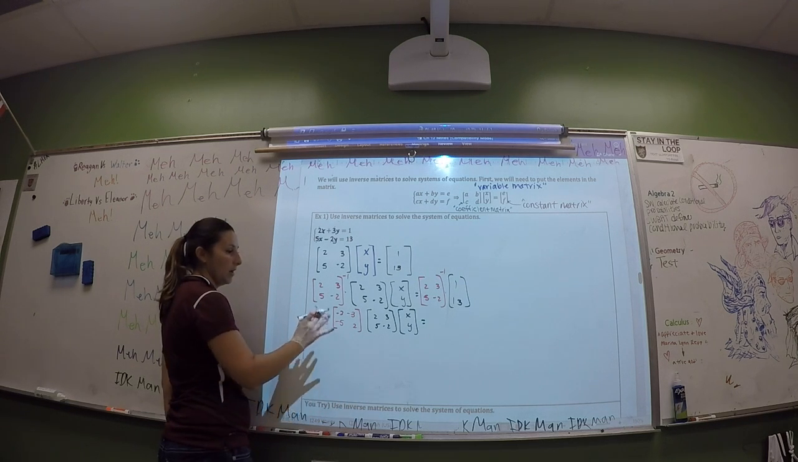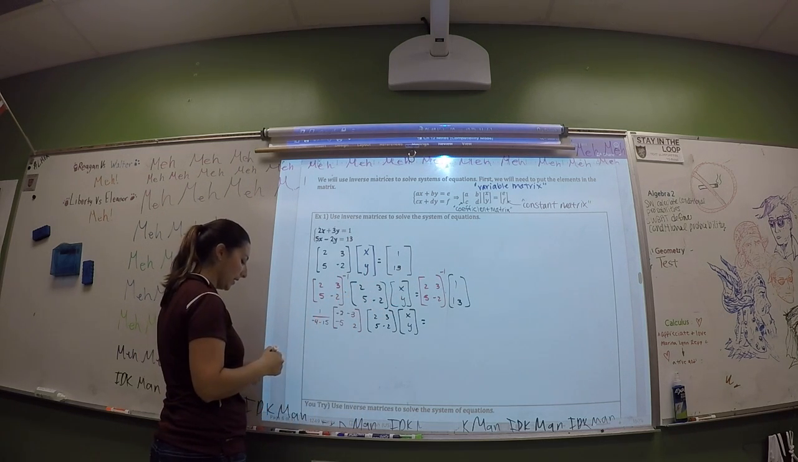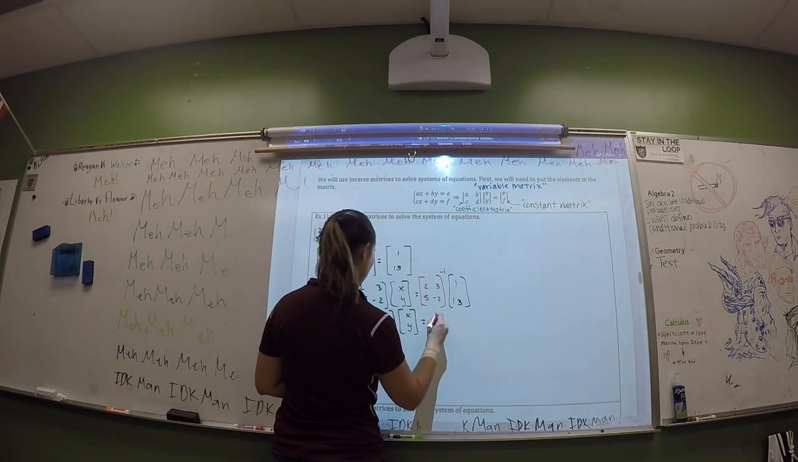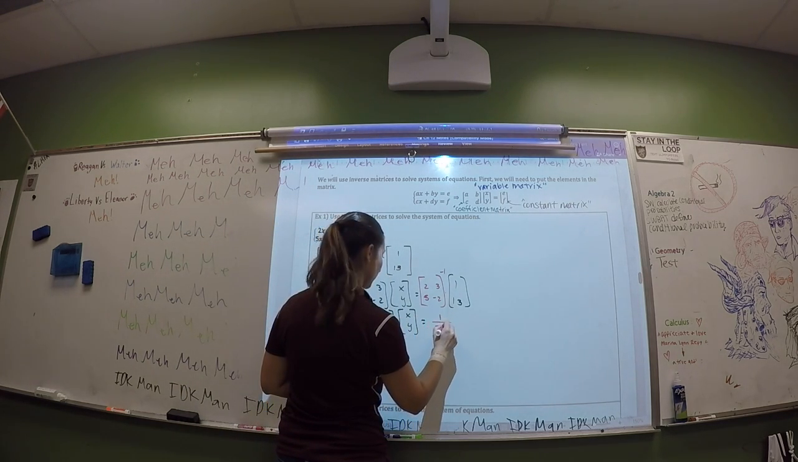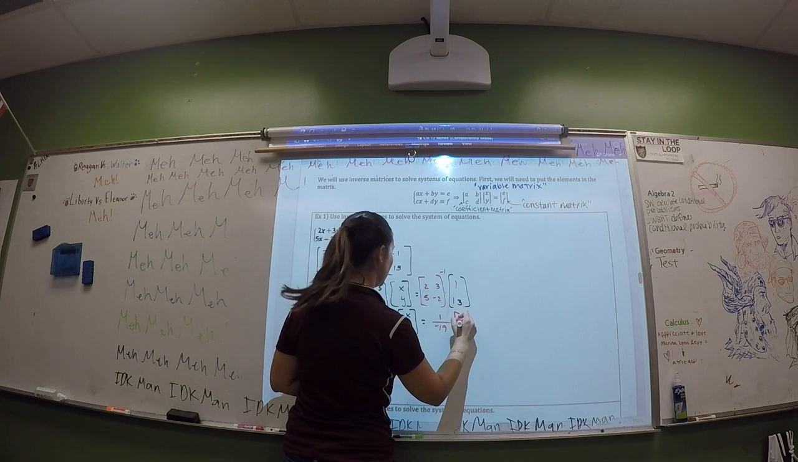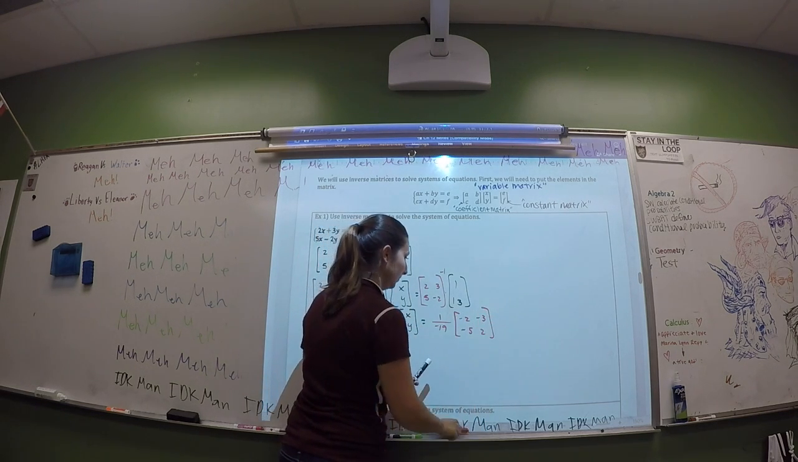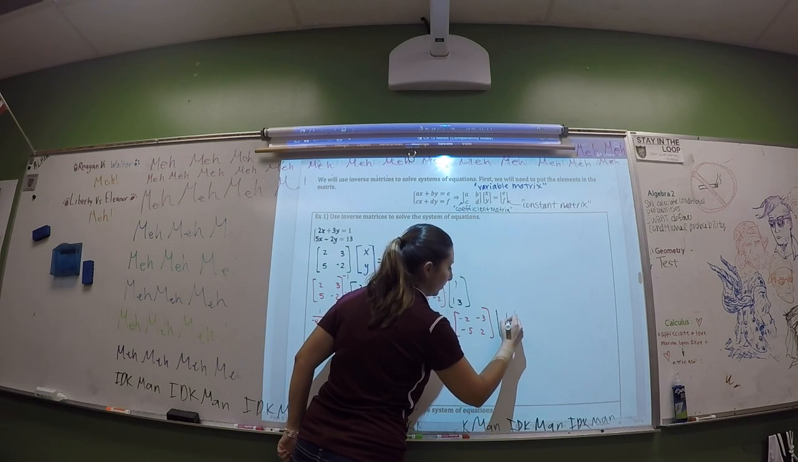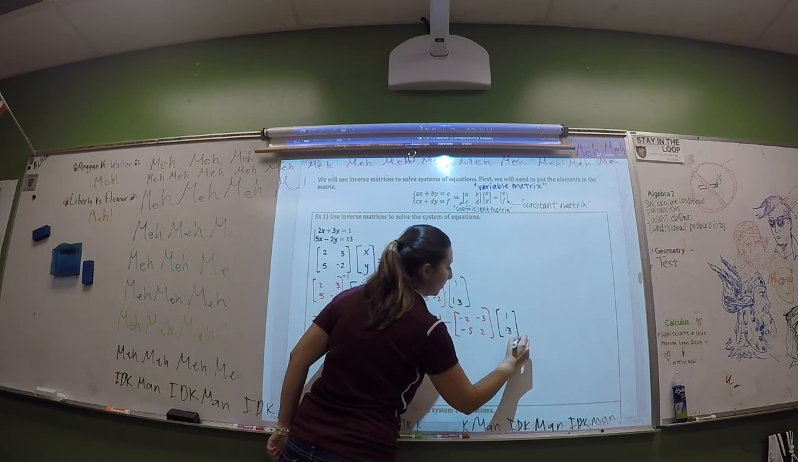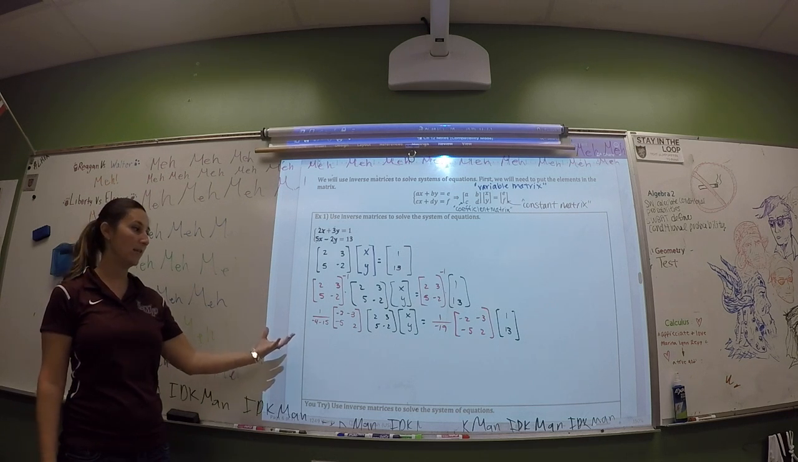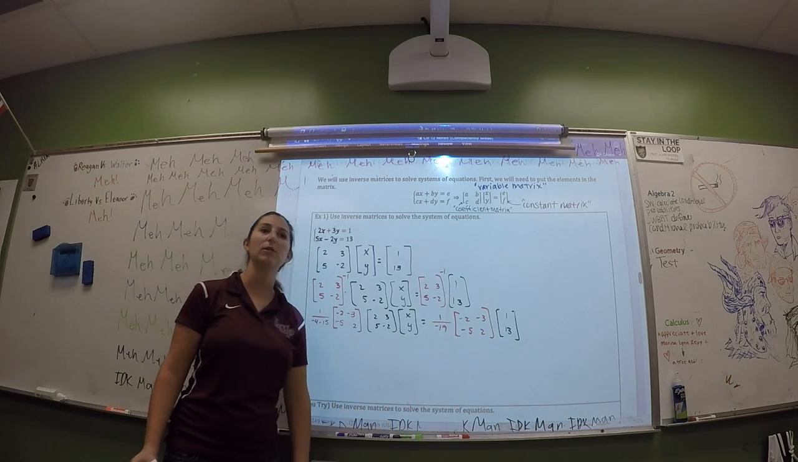On the other side, we would do the same thing. We're still multiplying by the inverse matrix. So that's 1 over -19, -2, -3, -5, and 2. The red is representing the inverse of the coefficient matrix.